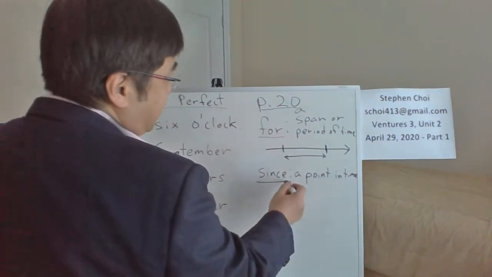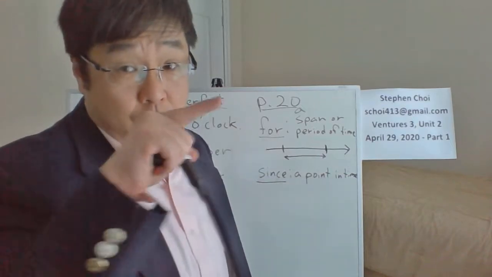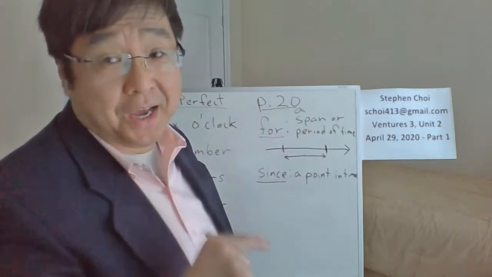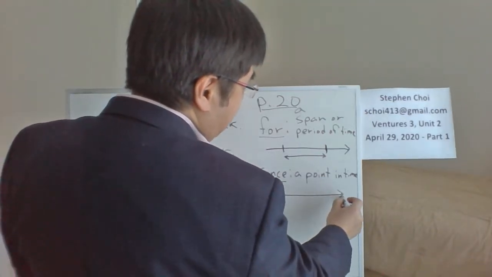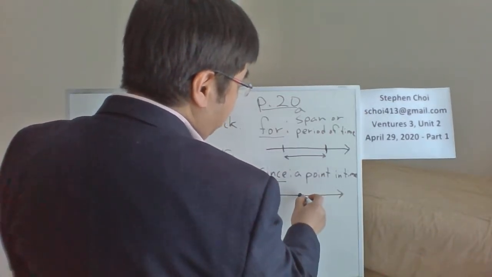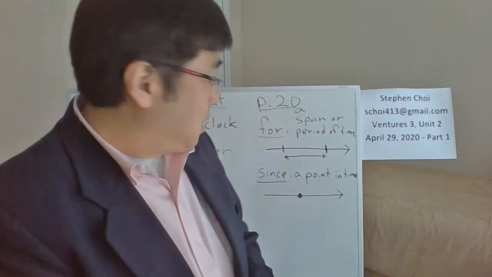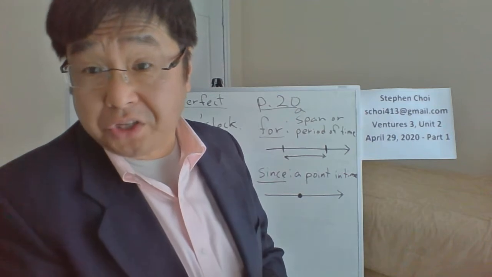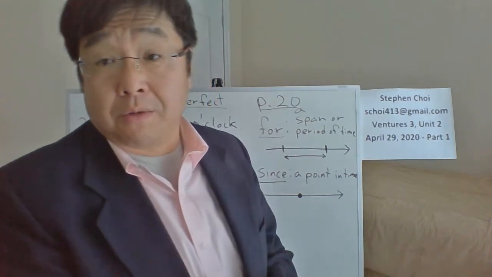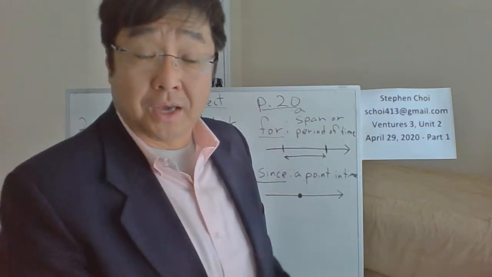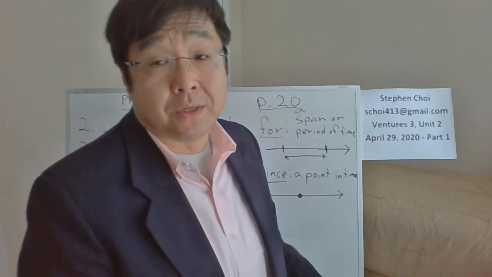And then since is what? Is a point in time. It's one moment in time. So if this is a timeline, it's just a point in time, sometime in the past, obviously. So it could be a year, 2010. It could be a month, January. It could be a day, yesterday. Okay, so it's just a point in time.